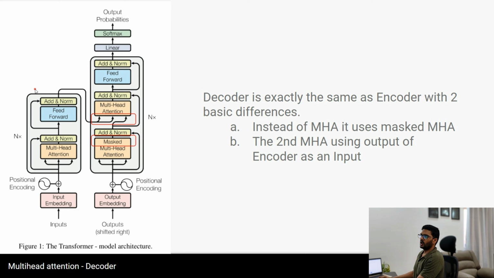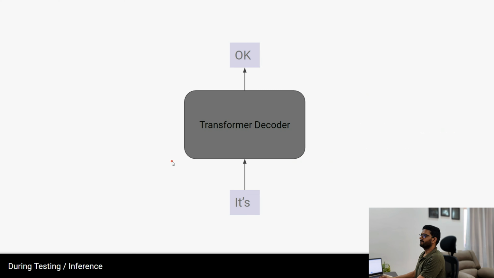The decoder of the transformer architecture is exactly the same as the encoder with two basic differences. Number one is that it uses masked multi-head attention, and the input of this multi-head attention is coming from the output of the encoder. To understand the decoder, all we need to understand is what is masked and how these inputs are different. Okay, so let's have a look.